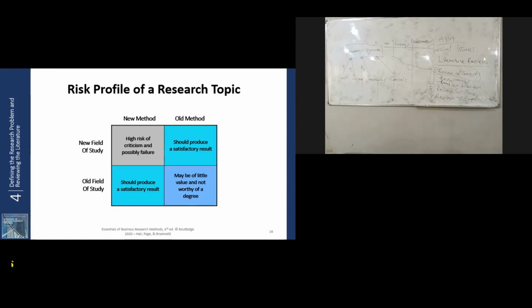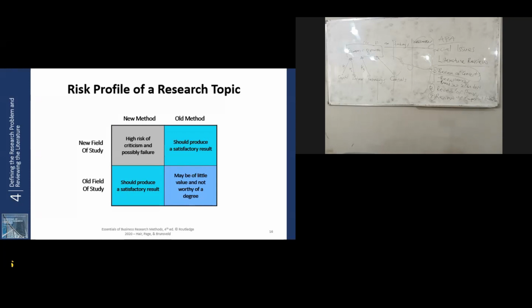New field of study. In other words, that entire area is a black box. Not much or nothing has been done in that area. And then old field of study. In that area, there is so much that has been done. But you still want to do something there. Then at the top we have new method. The method is new. And then you also have old method. So you have new field of study, old field of study, versus new method and old method.